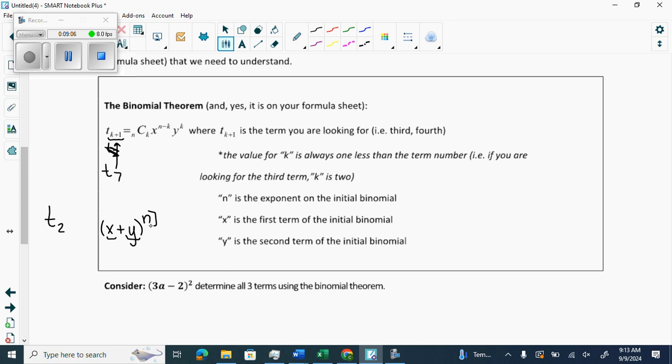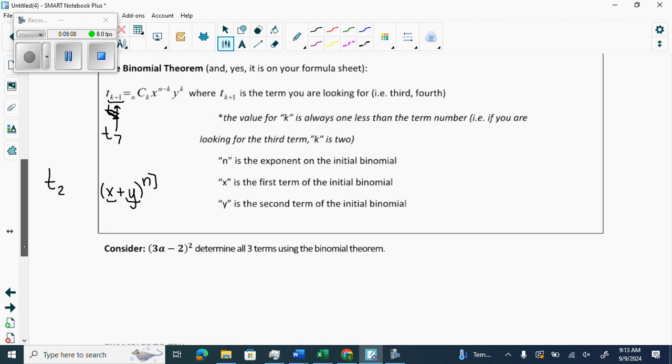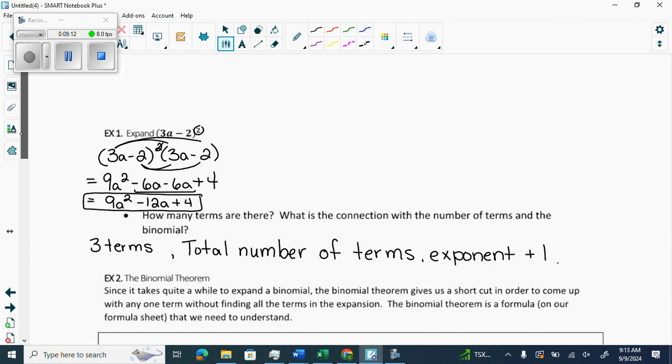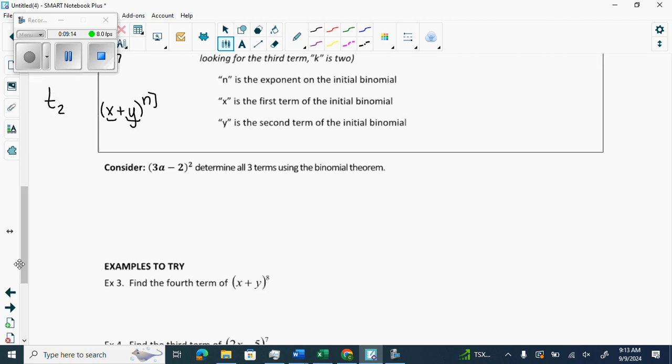Like I said, it sounds way more complicated than it is. So we're going to go through the exact same question. Do you see this? 3a minus 2 squared. The exact same question, but we're going to use the binomial theorem to find the 3 terms. Now you might be like, well, it was way faster to just distribute up there.